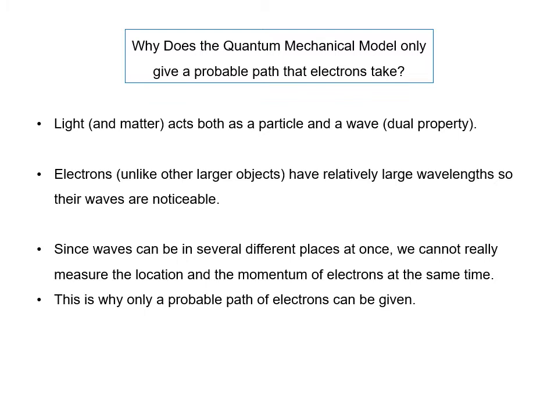Because waves can actually be in several different places at once, we can't really measure the location and the momentum of a wave at the same time. And so this is why the quantum mechanical model only gives us a probable path of an electron and not the exact path of an electron.